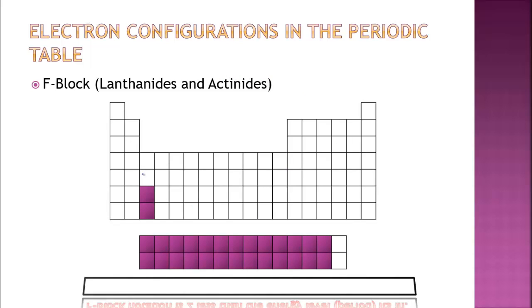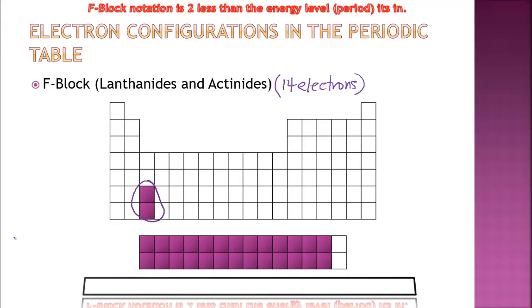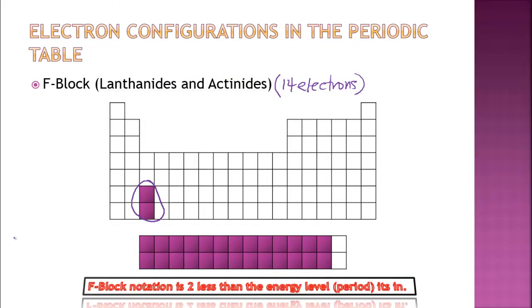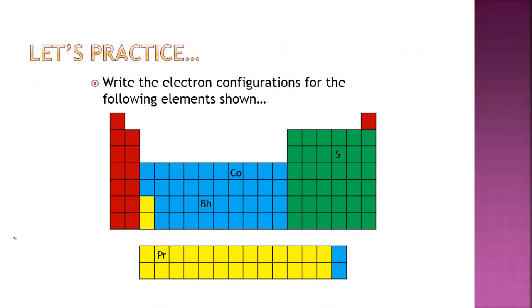So you can see that area that we circled in the last slide here. That actually starts the F block, again, depending on how your periodic table is set up. F block is 14 electrons, or it can hold up to 14 electrons. So you'll see that we have 14 purple squares highlighted. Now, similar to our D block, our F block also has some rules, and it's going to be 2 less than the energy level we are in. So let's do some practice.